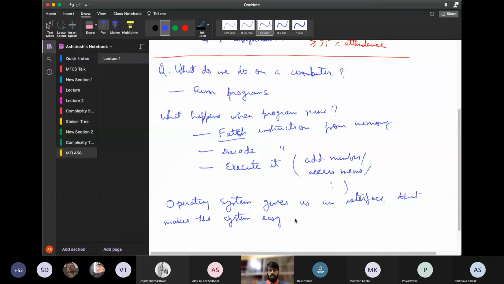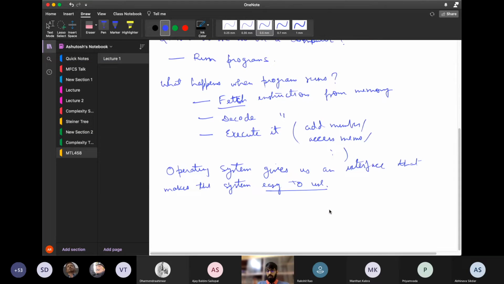This is the main purpose of the operating system: that it wants to make things easy to use for us. Now, how does it do that? It does many things, like sharing the memory between programs.